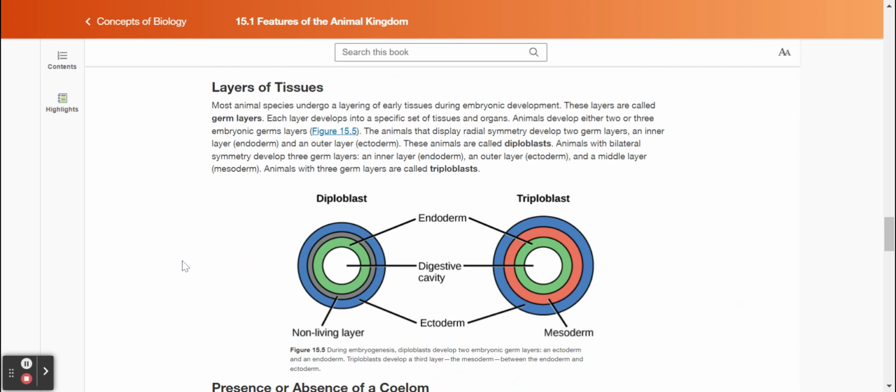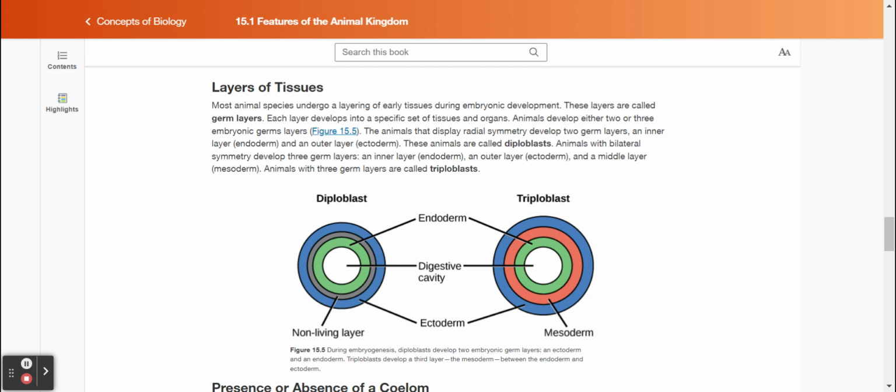Layers of tissues. Most animal species undergo a layering of early tissues during embryonic development. These layers are called germ layers. Each layer develops into a specific set of tissues and organs. Animals develop either 2 or 3 embryonic germ layers.